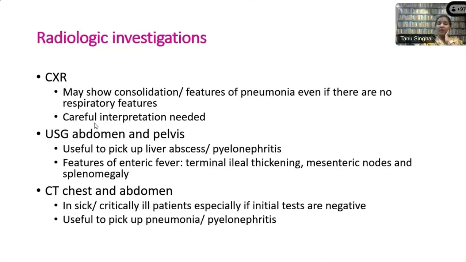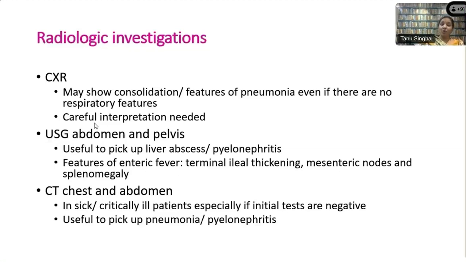Now, there are also radiologic investigations which we do in acute febrile illness, because chest X-ray may sometimes show a patch even if there's no cough, for which the term occult pneumonia is used. You do an ultrasound abdomen and pelvis because, especially if your initial investigations are non-contributory, you may pick up a liver abscess, you may pick up kidney problems or an abscess there, or cystitis, and you may also pick up subtle changes of enteric like terminal ileal thickening, mesenteric nodes, and splenomegaly.